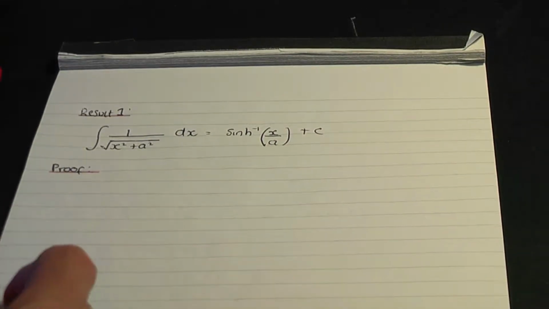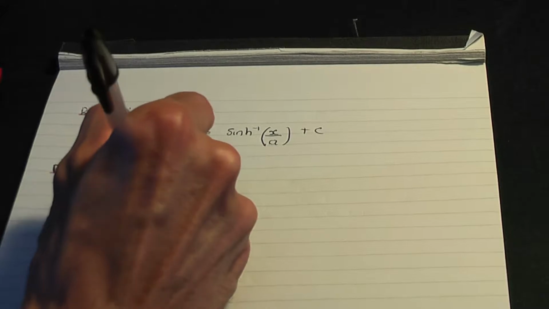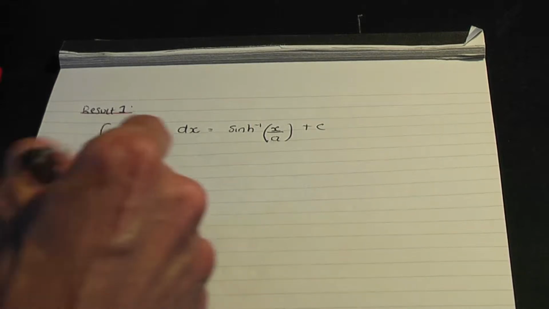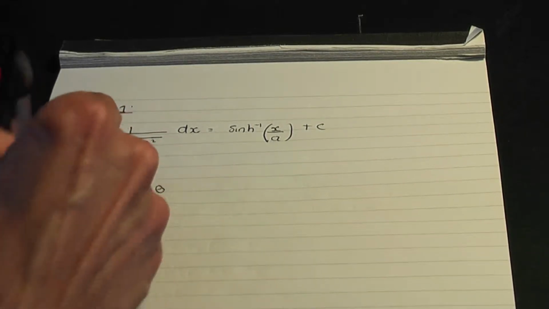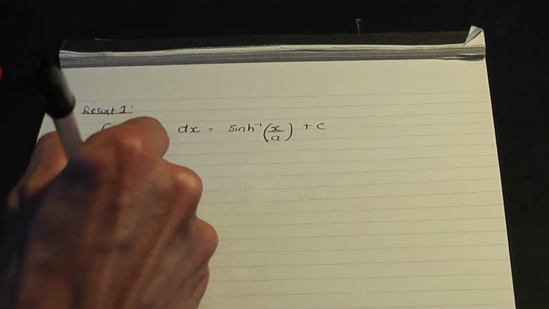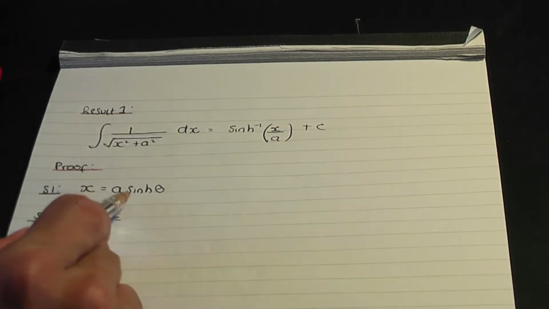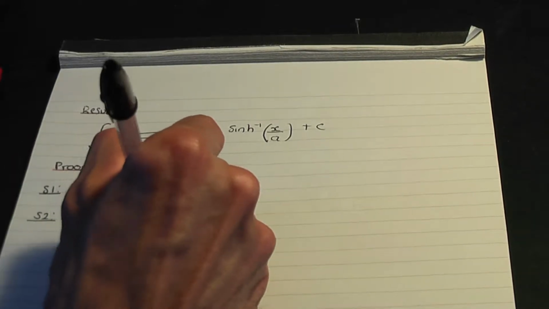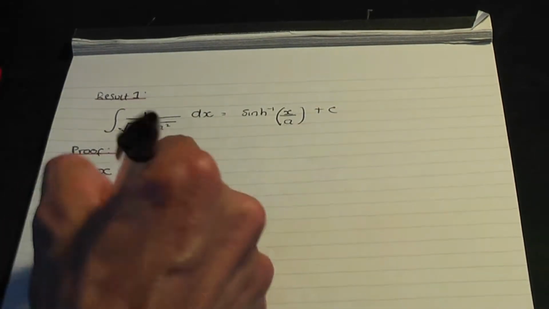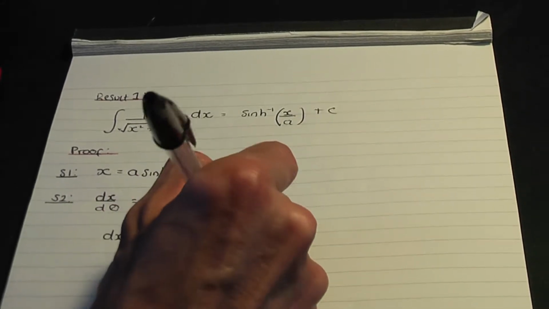So in this case we prove, as I said, using substitution, and we need to use substitution x equals a hyperbolic sine theta. Okay, so since we're using substitution, let's call this step number 1, the substitution that we're using. Step number 2 is to calculate dx by d theta, so we differentiate. Remember, when you differentiate hyperbolic sine, you're going to get hyperbolic cos, so you'll get a hyperbolic cos theta. Okay, and dx as a result is a hyperbolic cos theta d theta.